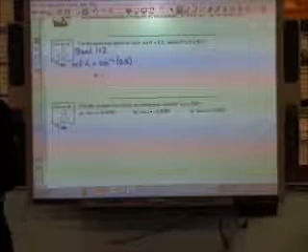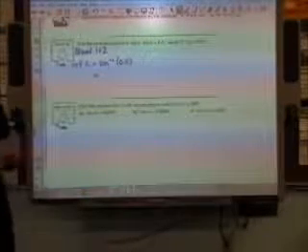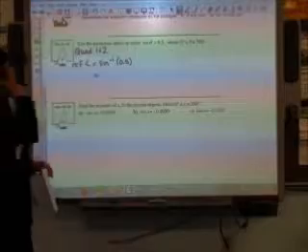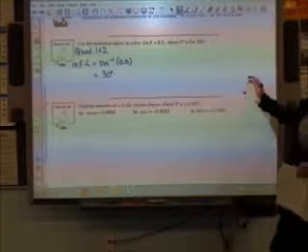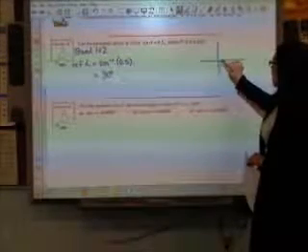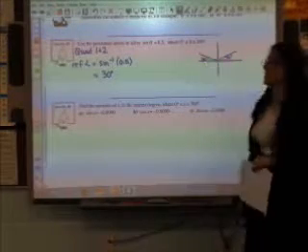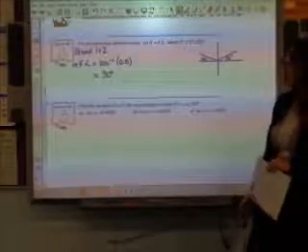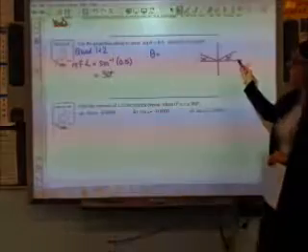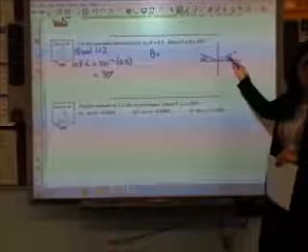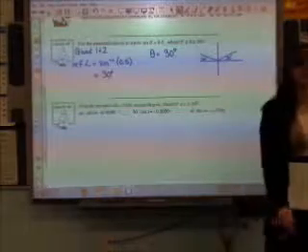On your calculators, if you go sine inverse 0.5, tell me what you get. 30. So that's my reference angle. I have a reference angle of 30 degrees in the first quadrant and a reference angle of 30 degrees in the second quadrant. Now I have to determine my rotation angle theta. In the first quadrant, the rotation angle and the reference angle are the same. So in quadrant 1, theta will be 30 degrees.